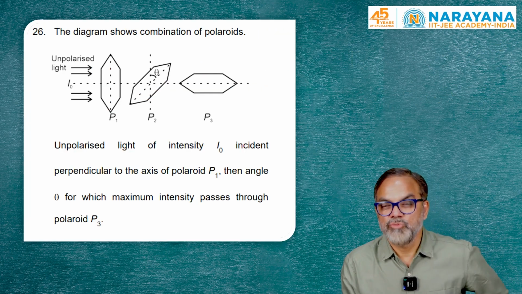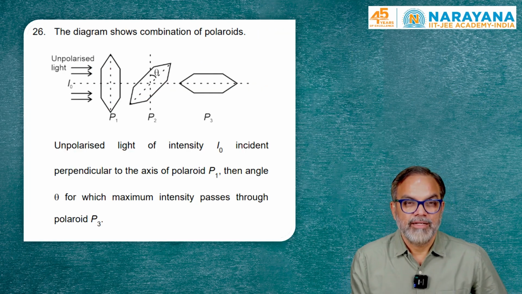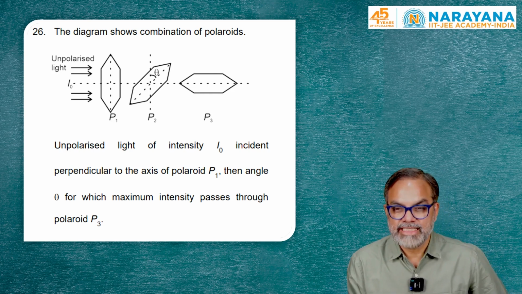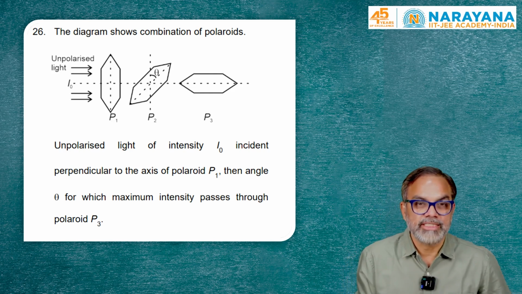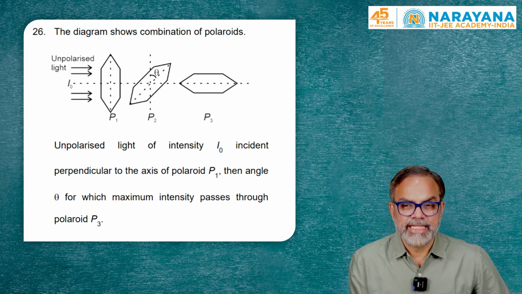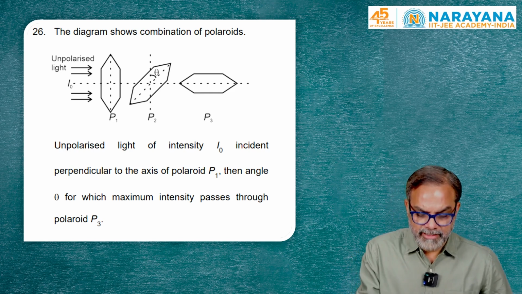Well, students, so we move to the last question of the paper. Only we could collect 26 number of questions, although there are 30 questions. So here we go. Again, it's a good question. You have to be alert.